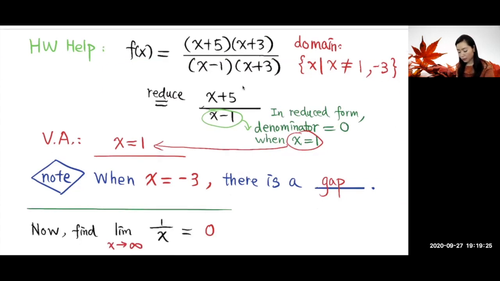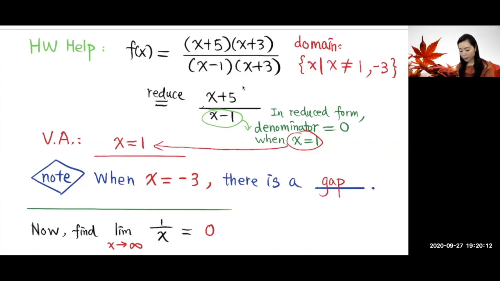So how can we find a vertical asymptote for this function? You will look at the reduced form of the function, which is this one, and you want to see when the denominator equals 0. The denominator equals 0 when x equals 1. So x equals 1 is a vertical asymptote for this function. So when you have a rational function and you want to find vertical asymptotes, you reduce it, and then set the denominator equal to 0. You find the vertical asymptote over here.